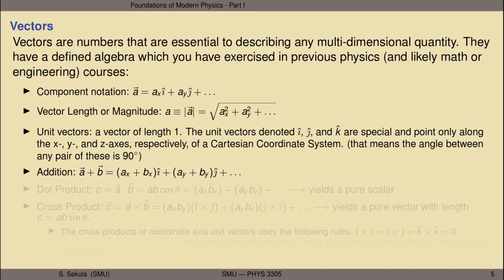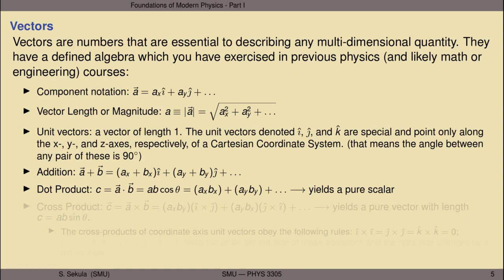There are 2 kinds of multiplicative products of vectors: the dot product, which gives you a number, and the cross product, which returns a vector. The dot product is given by the following notation. C can be represented as the dot product of 2 vectors, A and B, with a little dot between them. And it's a number, it's a pure scalar, whose size is the magnitude of A times the magnitude of B times the cosine of the angle between A and B.